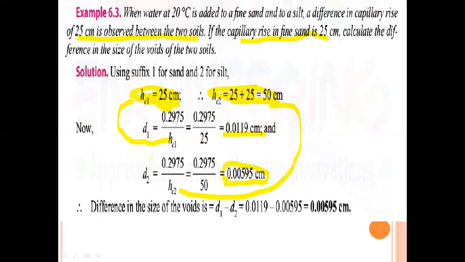Therefore the difference in size of voids is equal to d1 minus d2. Here we calculated the d1 value as 0.0119 and d2 as 0.00595. Substituting both values, 0.0119 minus 0.00595 equals 0.00595. It is the difference of the size of the voids.